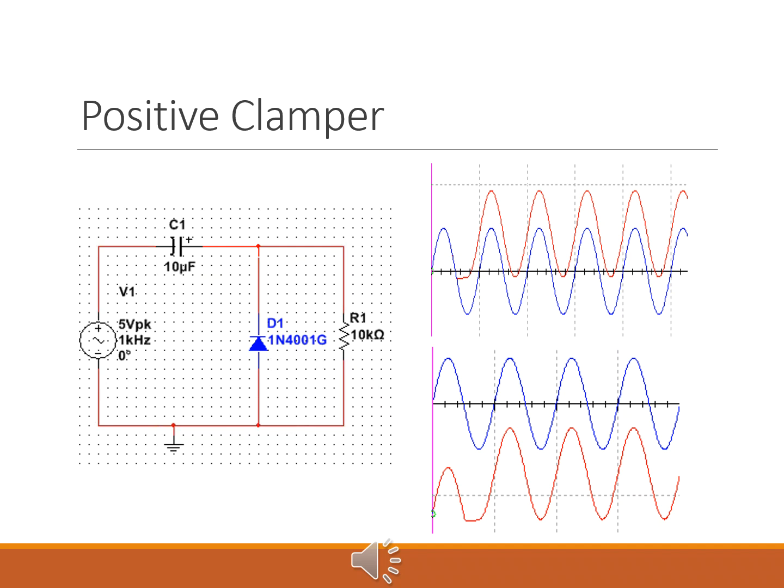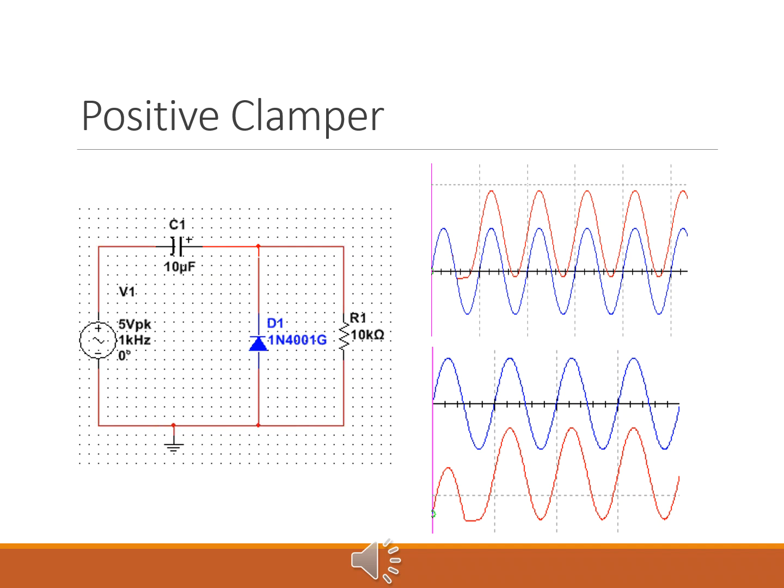And what does it tell us? So what's in the circuit, right? The circuit's made up of a 5-volt peak AC source at 1 kilohertz. There's a 10 microfarad capacitor in series with the signal. We have a diode, a 1N4001G, pointing from ground toward the load. And we have a 10K ohm resistor across the output.